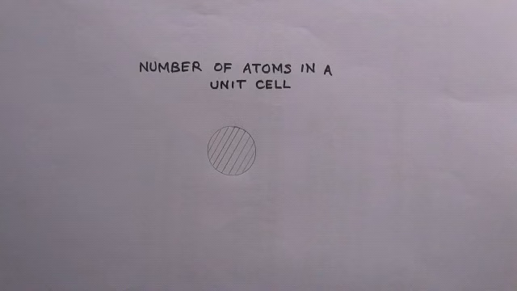Let us now work out what portion of each particle belongs to a particular unit cell. We shall consider three types of cubic unit cells, and for simplicity assume that the constituent particle is an atom.